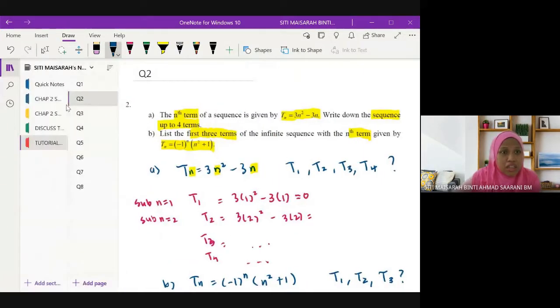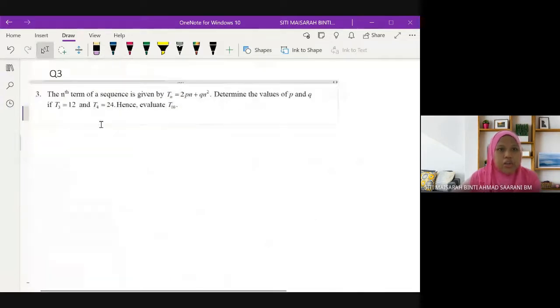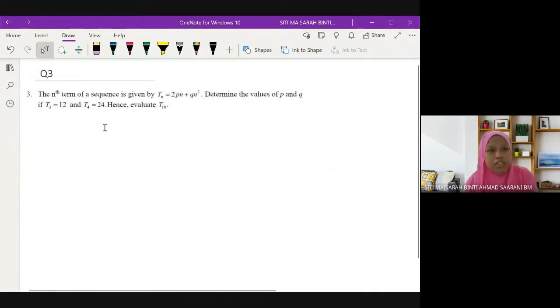Then next we move to question 3. Question 3, the n term of a sequence. Dia bagi kat sini, the n term Tn equals to 2Pn plus Qn square. Determine the values of P and Q. If T3 equals to 12, T4 is equal to 24, hence evaluate T10.